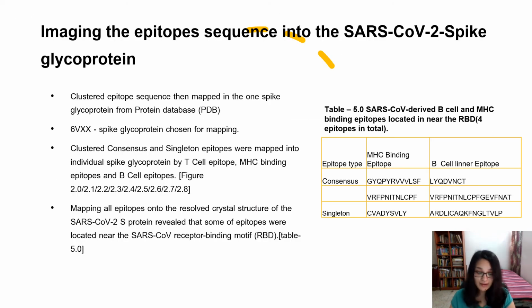Finally, we map these clustered as well as the singleton epitopes onto one spike glycoprotein from the protein database PDB, and 6VXX was the spike glycoprotein that was chosen for mapping. When we mapped all these epitopes, we found that some of the epitopes are actually located quite close to the receptor binding domain. This table shows the SARS-CoV derived B cell and MHC binding epitopes that were located close to the RBD, which were a total of 4 epitopes.